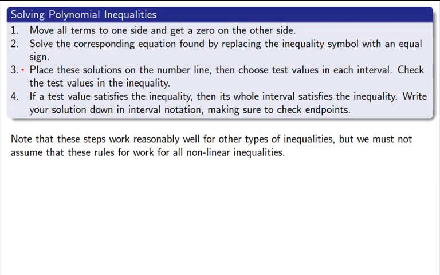Then we place these solutions on a number line, and we'll put test values in each of the little intervals that we create. We'll check the test values in the original inequality. Finally, if we get a true statement, this means that whole interval is part of our solution set, whereas if we get a false statement, we're not going to use it at all. And in general, we need to check our endpoints. However, for polynomials, I will mention a little bit less that you need to do.